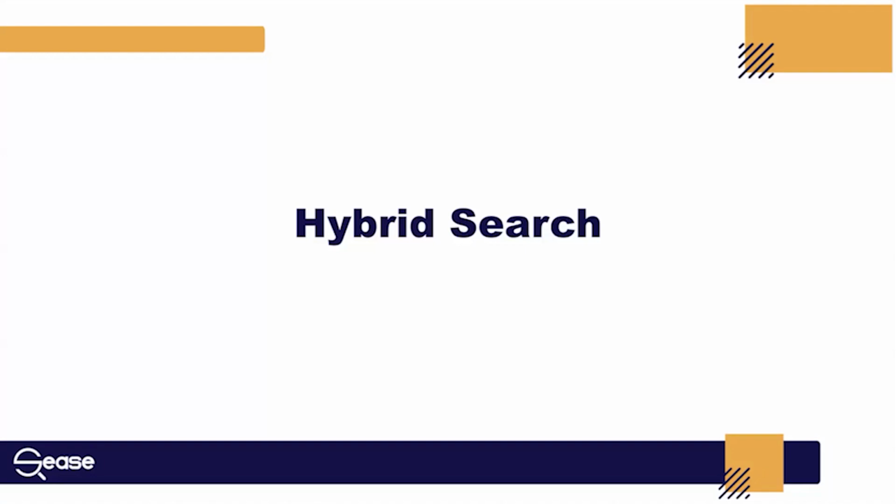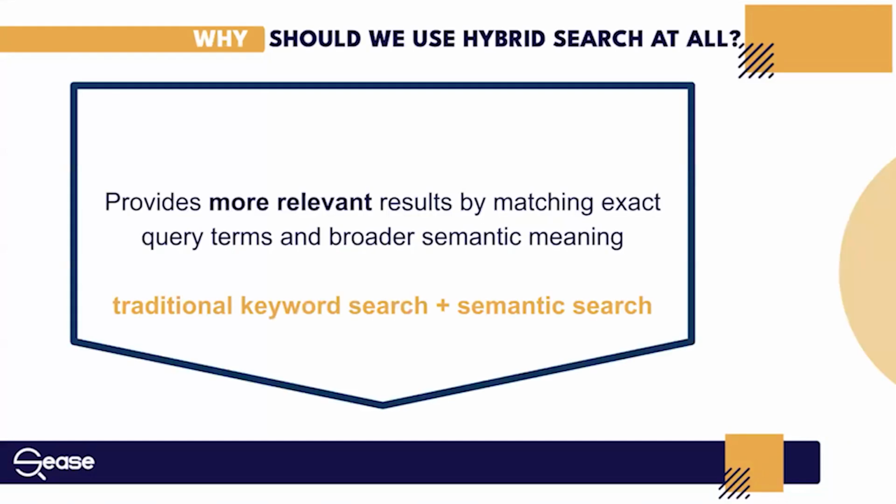So why do we need hybrid search at all? It's because we want more relevant results, results more relevant to your search query. That's the idea behind the scenes: a more relevant data set, with keyword search and semantic search combined.